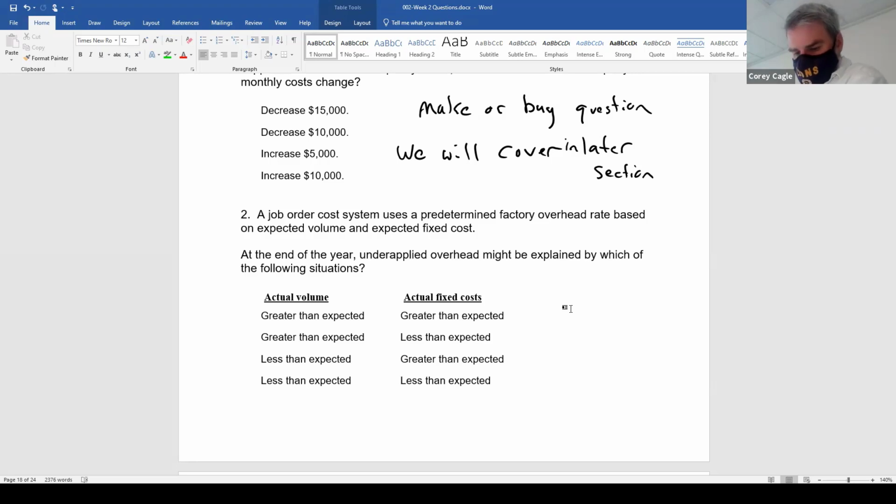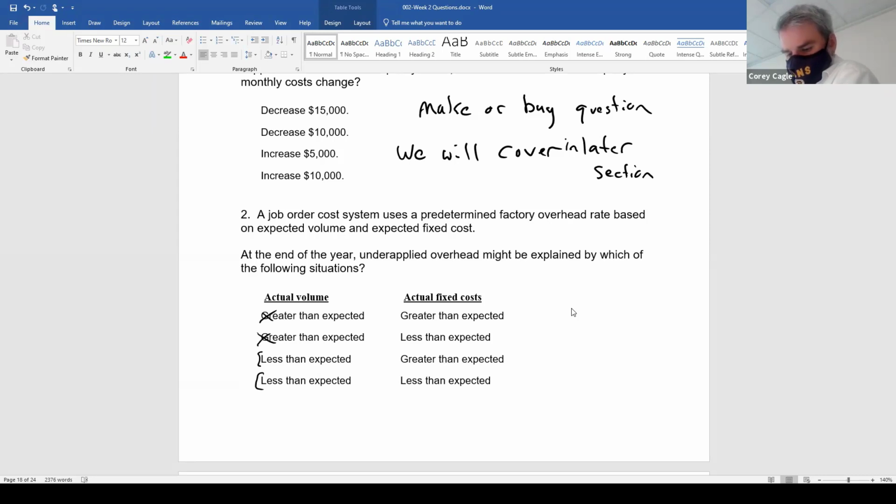So think about what we've got going here. The easiest thing to think about is if our actual volume is less than we expected, that means we're applying that overhead rate not as many times as we thought. That clicks in my head immediately, right? So too little activity, rate applied less than expected. So I like this and not this. So we're halfway there. We've ruled out 2 of them.